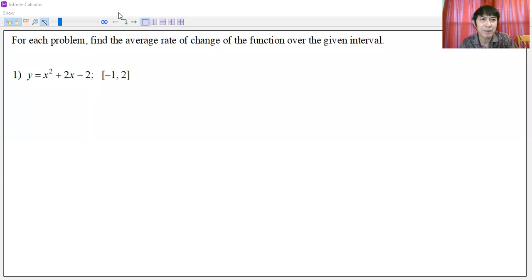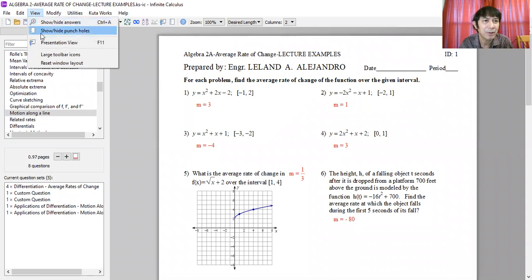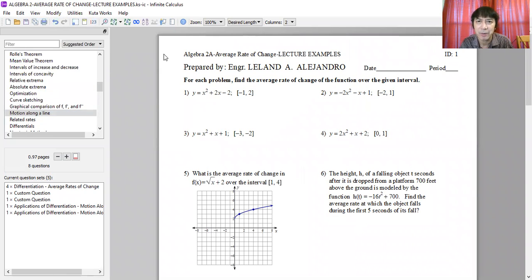Okay, so we're going to see the problem set and solve the problems from it. All right, here's the problem set. Let us see first the entire problem set. This is the entire problem set, and this is average rate of change. These are considered lecture examples. So we will be solving these one by one. And let's start with the first one.